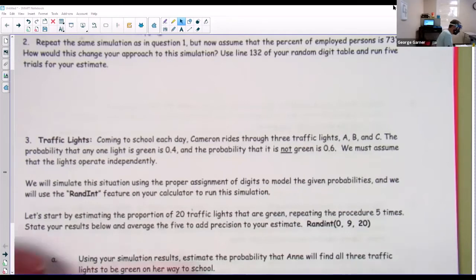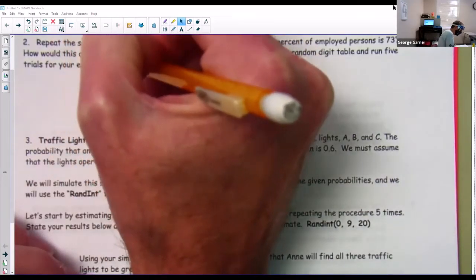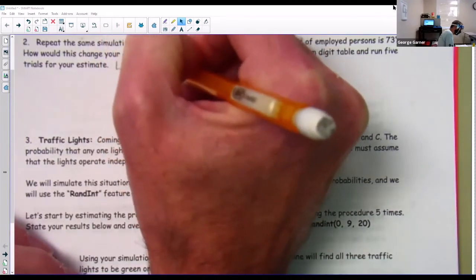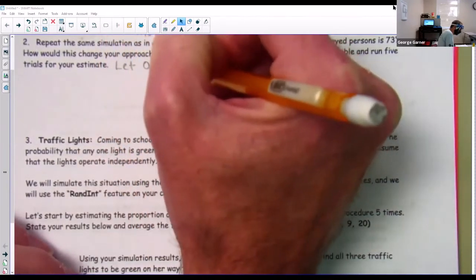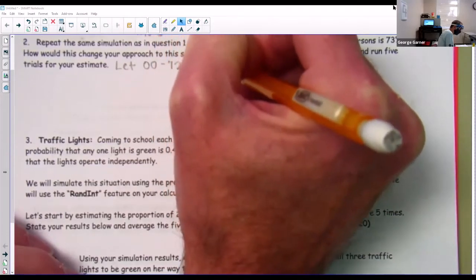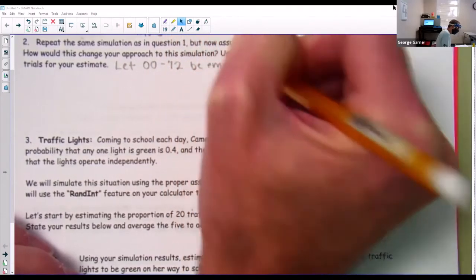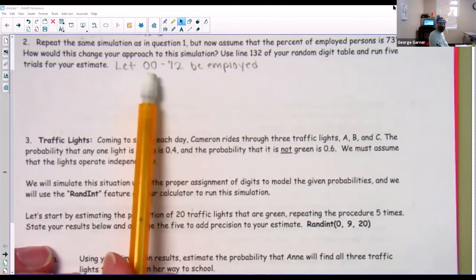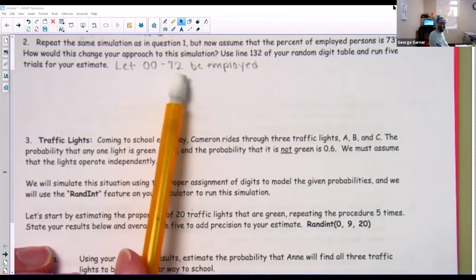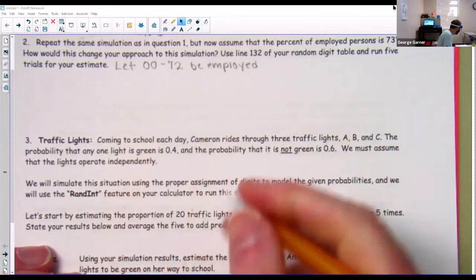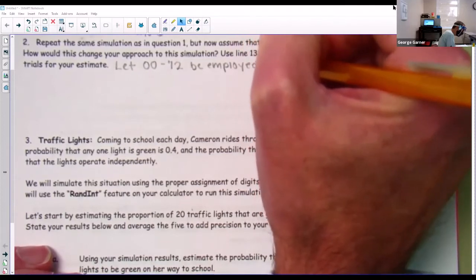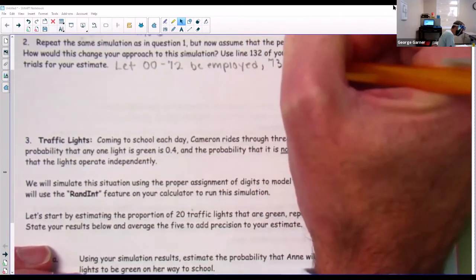All right. So in this case, we're going to let 00 up to 72 be employed. I know it looks like there are only 72 numbers, but it's the 00, and then 72 more makes 73. And then we'll have 73 up to 99 be unemployed.